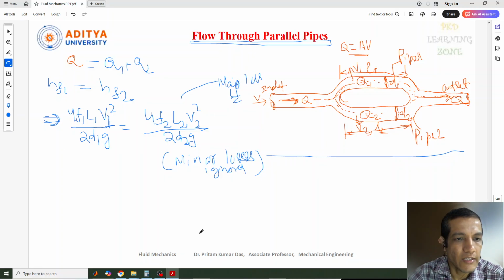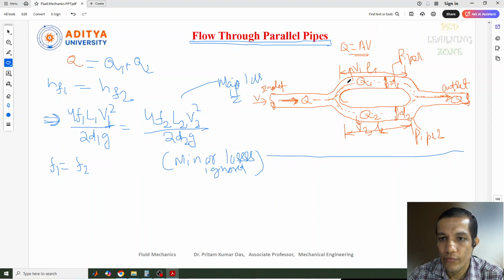Now here, these terms we have already discussed previously, but let me tell you again. F is the coefficient of friction, L is the length, V is the velocity, D is the diameter, G is the acceleration due to gravity. Now if you consider F1 equal to F2, that is, the coefficient of friction is the same for both pipes, then we can write this equation.